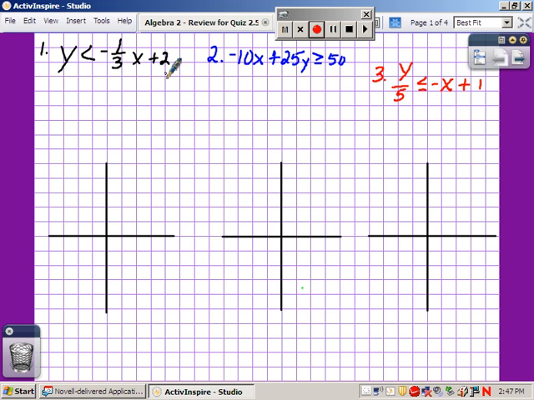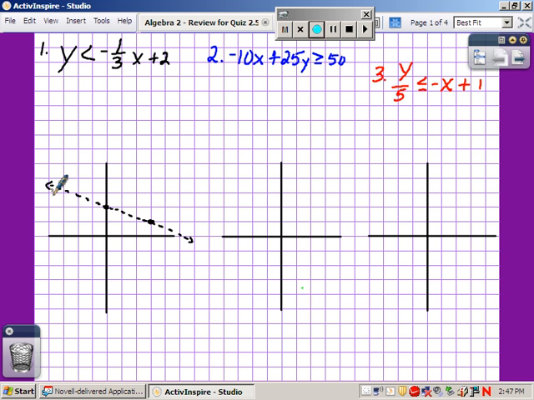In other words, that's the y-intercept. So I'm going to put a point right at positive 2 on the y-axis. And then the slope tells me to go down 1 and right 3. So I'm going to go down 1 and then right 3 places. Put another point. Because it's a regular inequality, this will actually be a dashed line running through here.